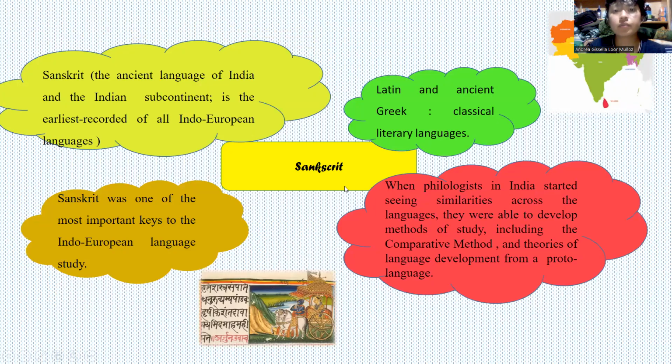Sanskrit. Sanskrit, the ancient language of India and the Indian subcontinent, is the earliest record of all Indo-European languages. Sanskrit was one of the most important cases to the Indo-European language study, along with Latin and ancient Greek, classical literary languages. When philologists in India started seeing similarities across the languages, they were able to develop methods of study, including the comparative method and theories of language development from a proto-language.